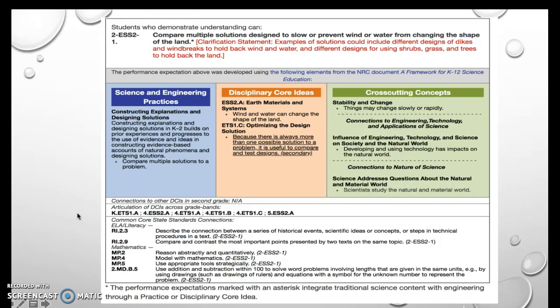So the Next Generation standard that I felt tied to this project is compare multiple solutions designed to slow or prevent wind or water from changing the shape of the land, specifically different designs using grass and trees to hold back the land. And I feel like this activity really helped. You had to hold back the land so that it didn't get mixed in with the water runoff. And the nice part about this is how it is broken down. It tells you exactly how it ties into the Common Core standards, how it ties into the math standards, how it ties into different cross-cutting standards.